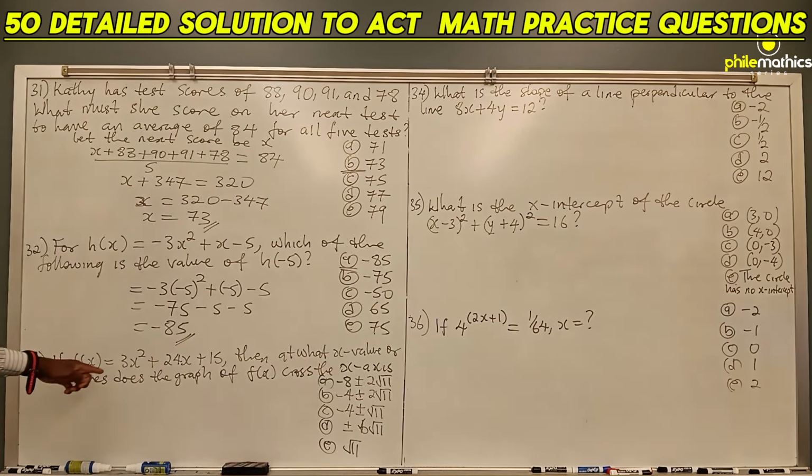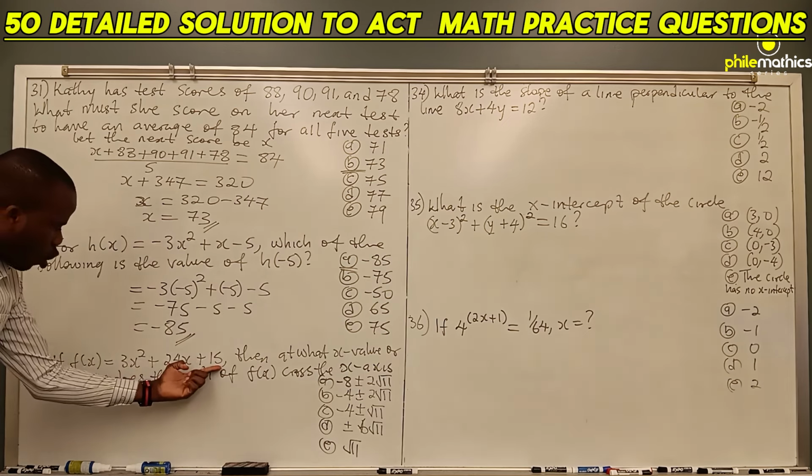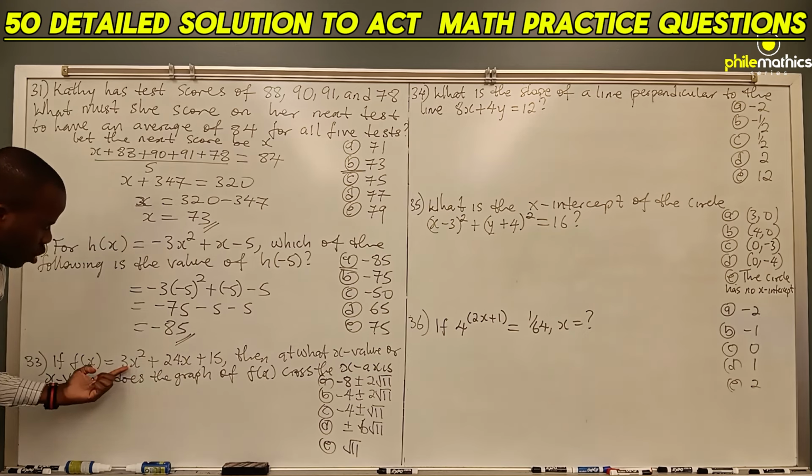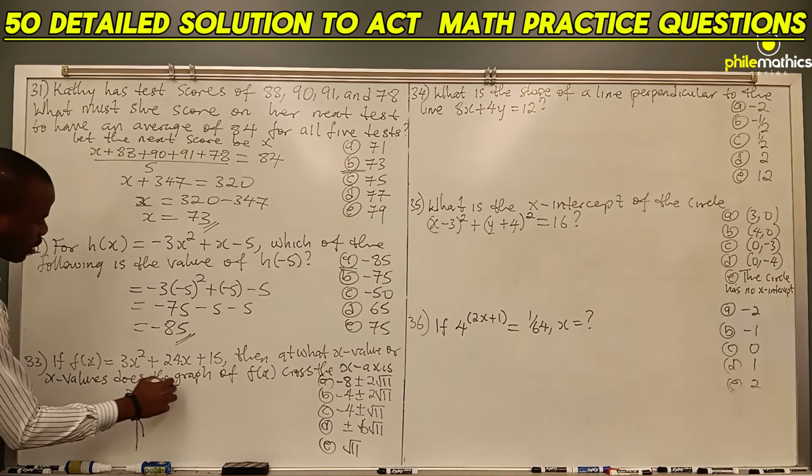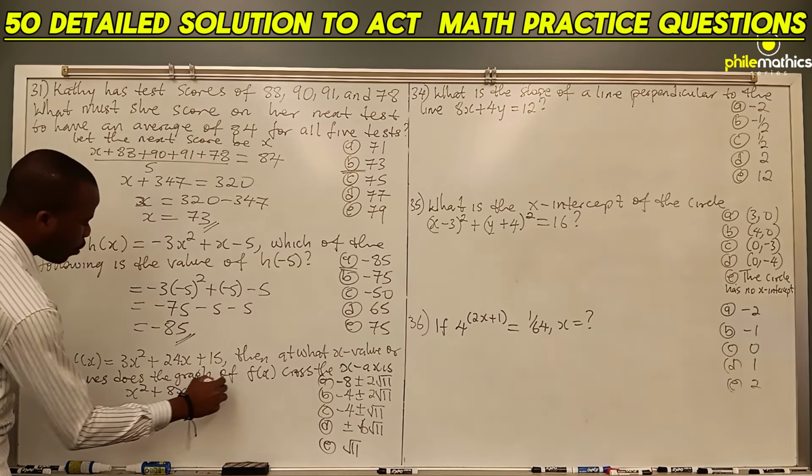If f of x equals 3x squared plus 24x plus 15, then at what x value or x values does the graph of f of x cross the x axis? If you observe, you can see that we can divide through by 3, and if we do that, we'll have x squared plus 8x plus 5 equals 0.